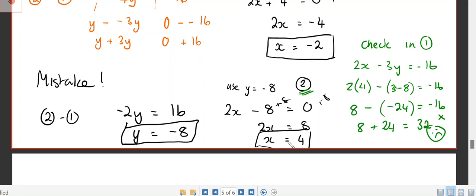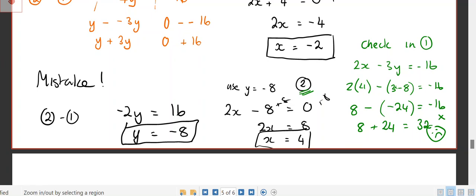I found that x has to be 4. Alright? That definitely is a pair that works for number 2. That line that number 2 is, it will have a 4 and negative 8 on it. But does number 1 have it? So if I put those same two numbers into number 1, they should equal negative 16. And they didn't. They equaled 32. So therefore, 4 and negative 8 are not.